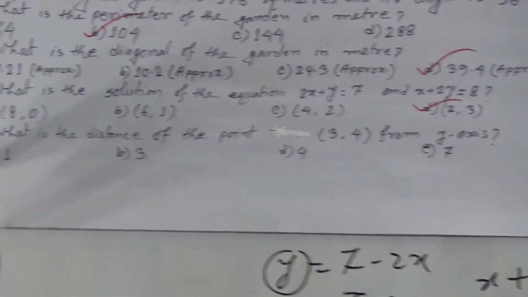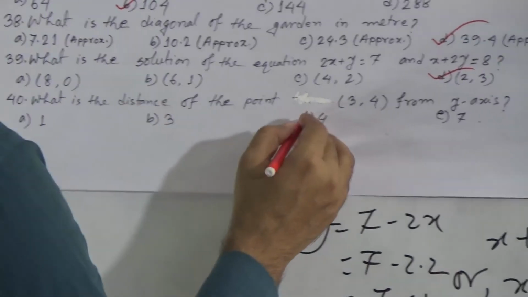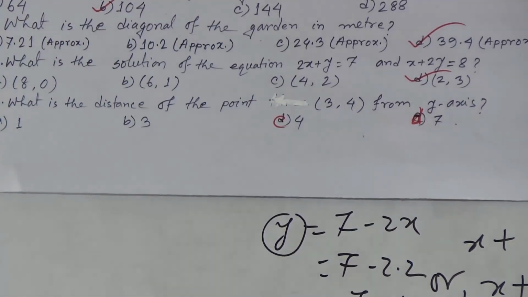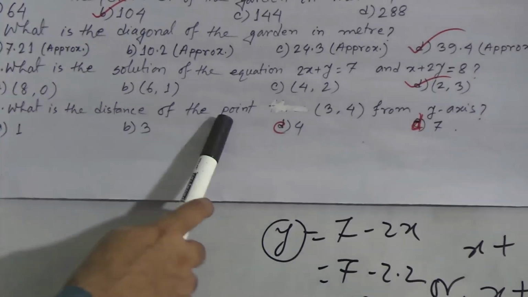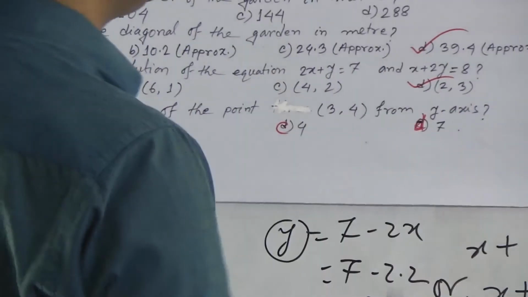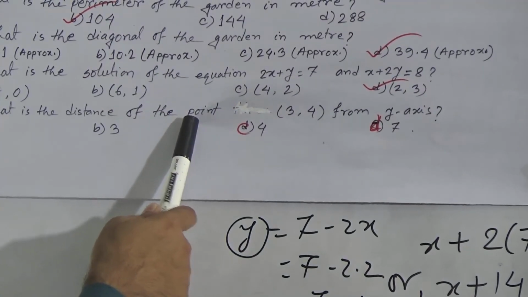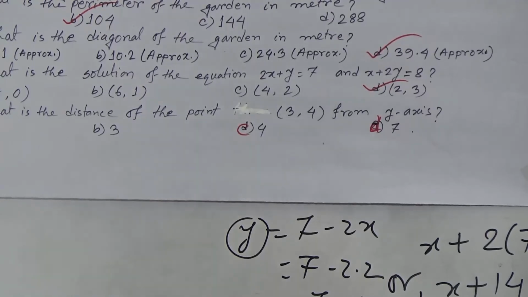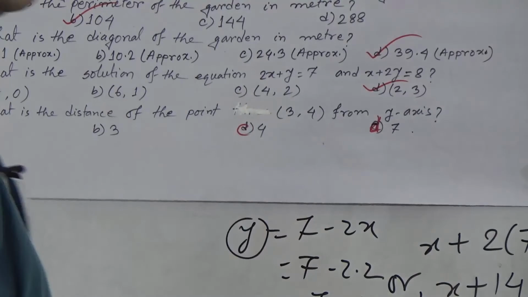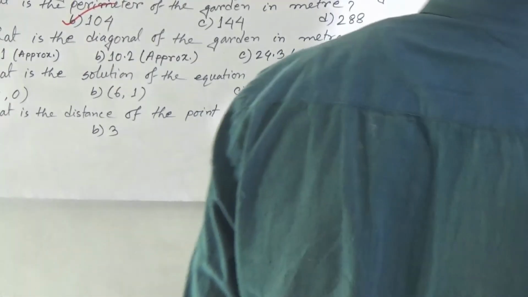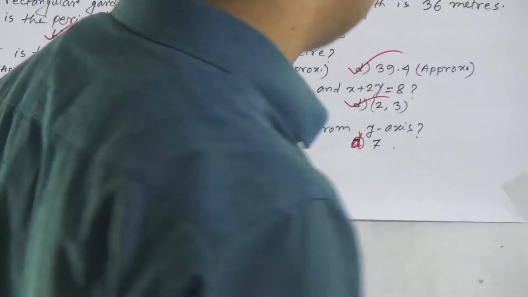Dear students, now see, here is option A in question 40, option B, this is option C, and this is option D. Okay, now see, what is the question here? What is the distance of the point (3, 4) from the y-axis? So we have to put the point in a graph, and we have to find the distance from the y-axis. Here the point is (3, 4).